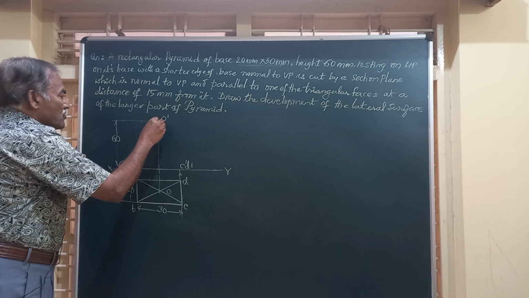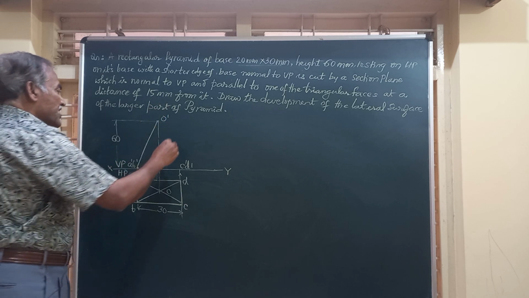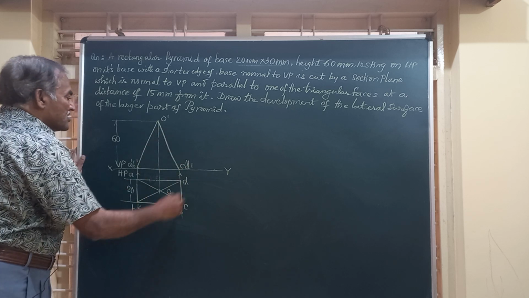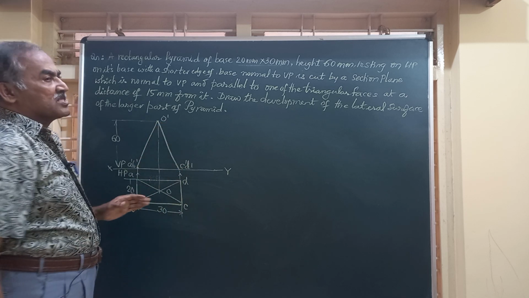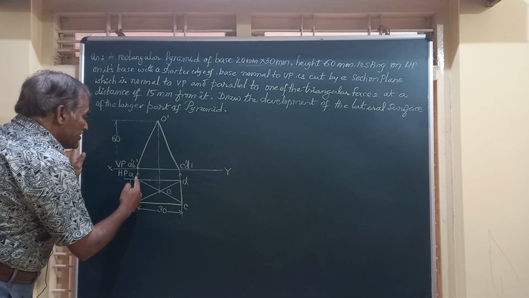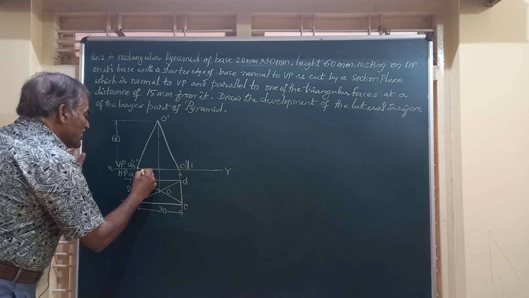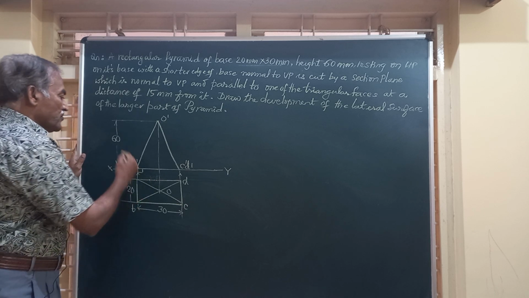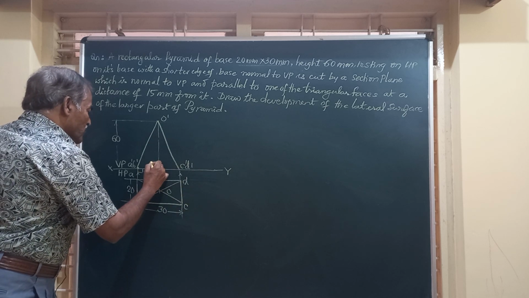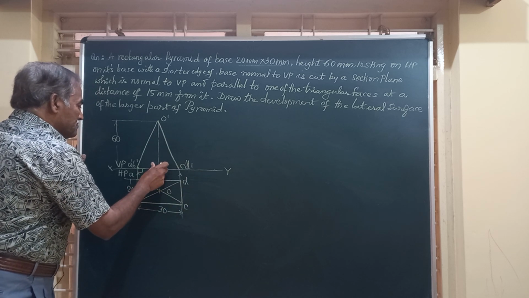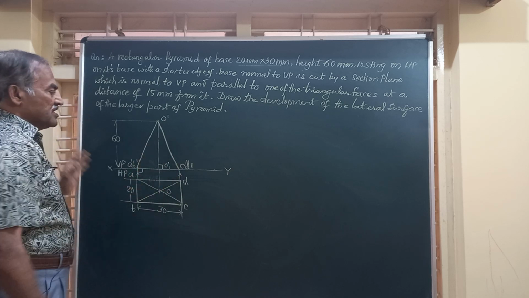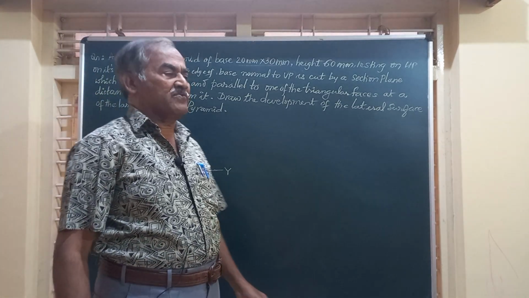Let's join O dash to A dash, O dash to B dash, O dash to C dash, O dash to D dash. This triangle will give you the front view of the pyramid, and here you can observe AB is the shorter edge which is normal to VP, and this is perpendicular to the base. We'll call this point as O1 dash. So I will mark it on the other side. This O dash, O1 dash is the axis in the front view.